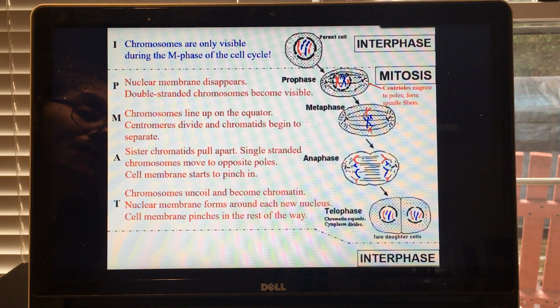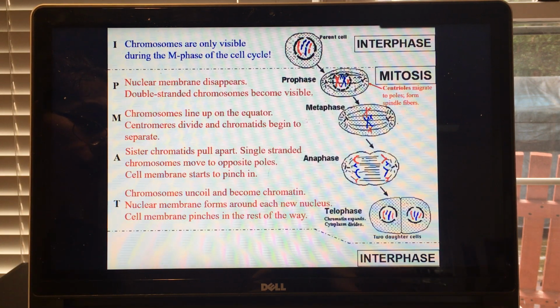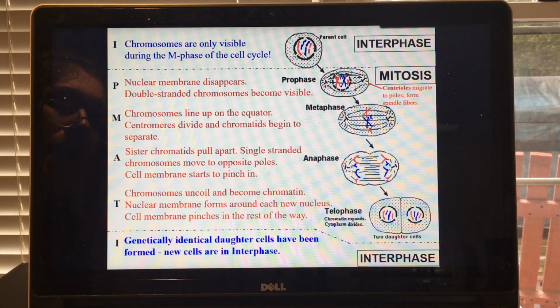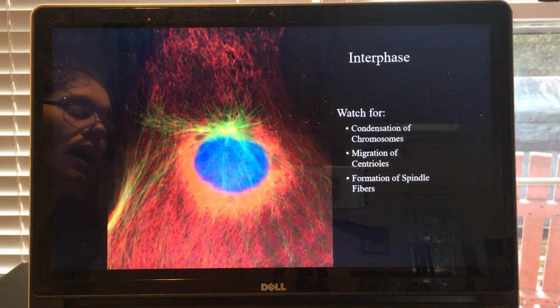So I wouldn't spend a lot of time on the stages, but we are going to practice the stages on our mitosis lab. So by the end, the key is that you have genetically identical daughter cells, and they're now in interphase again, because remember, it is a cell cycle. So the idea is that the cells are genetically identical to the parent cell, and they're genetically identical to each other. So we're going to practice looking at a couple of pictures and identifying the stages.